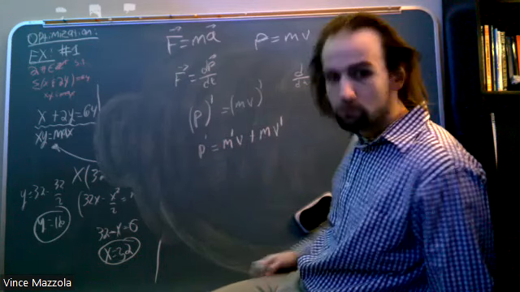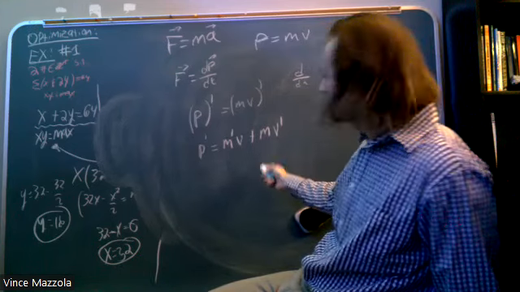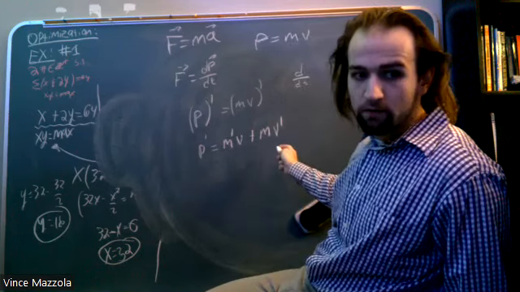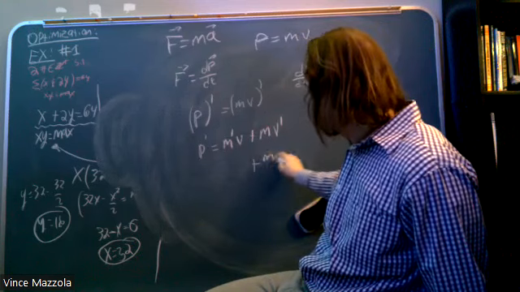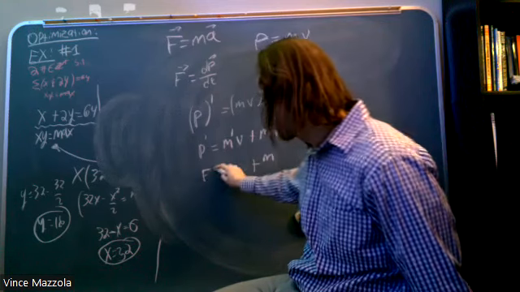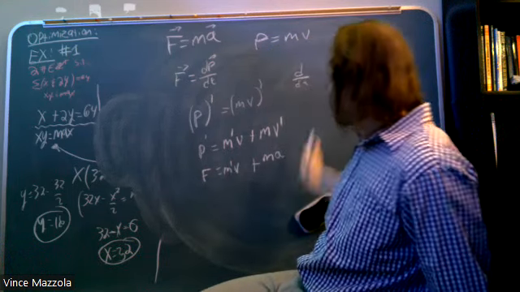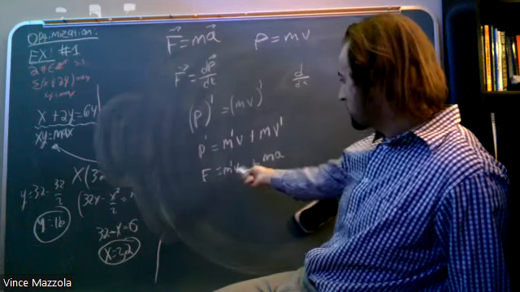Now, V stands for velocity, M stands for mass. So here, if we remember, the derivative of velocity is, well, acceleration. And then this P prime is force. However, F equals MA, F equals something plus MA.